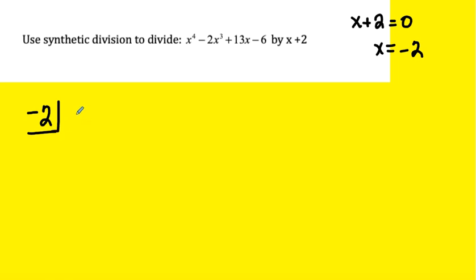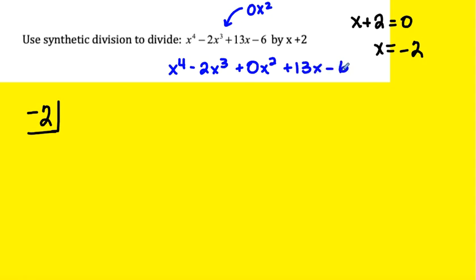I'm going to put the coefficients of every term, making sure that I put a placeholder 0 if there's any term missing. Now it's in standard form and I can clearly see that the x squared is missing. So I have to pretend that there's a 0x squared in my polynomial when I write my coefficients, because you can't skip terms. And that's a really important thing in both long division and polynomial synthetic division. All right, so my coefficients would be 1, negative 2, 0, 13, and negative 6.